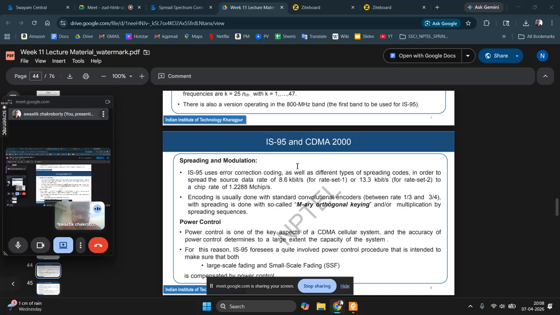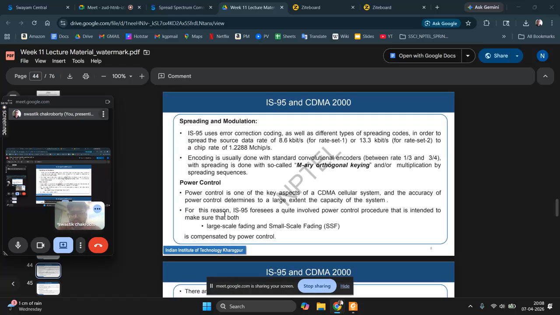Encoding is usually done with a standard convolutional encoder, while spreading is done with orthogonal coding and multiplication by a spreading sequence. So basically it is direct sequence spread spectrum, DSSS, that we have read about. And another part of the IS-95 CDMA system is power control. Power control is basically you separate the signals in the power domain so that there is less crosstalk among the channels.